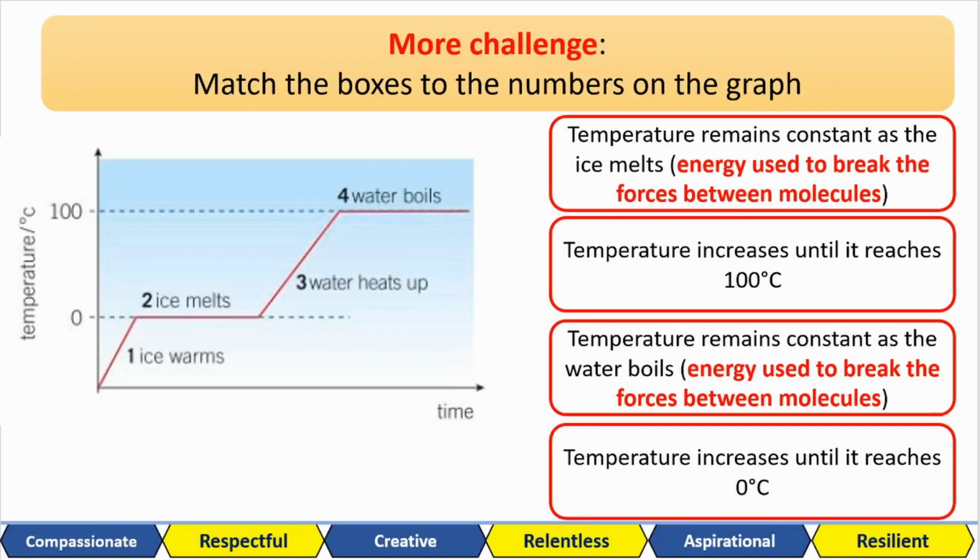For 1, the temperature increases until it reaches 0. At 2, the temperature remains constant as the ice melts. This is because energy is not used to increase the temperature but to break the intermolecular forces between the molecules. 3, the temperature increases until it reaches 100 degrees. And 4, the temperature remains constant as the water boils, which again is caused by breaking the forces between the molecules.